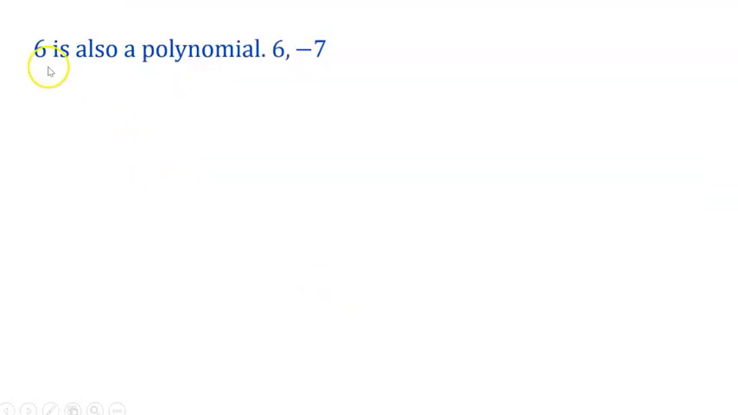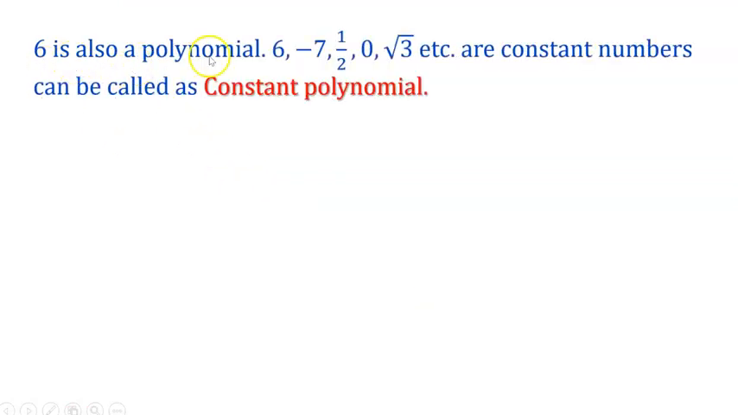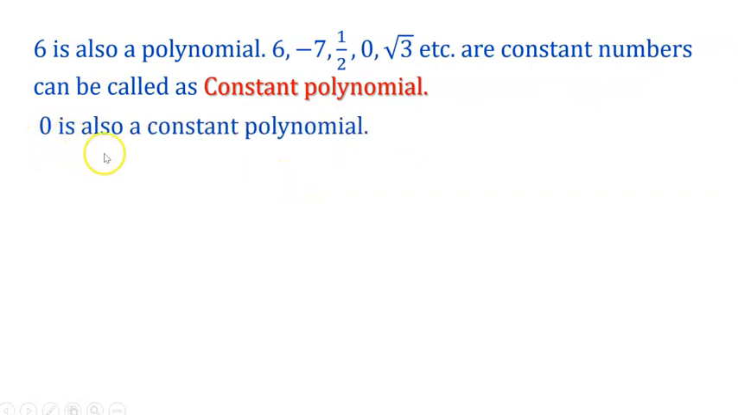Now next, 6 is also a polynomial. 6, minus 7, 1 upon 2, 0, root 3, etc. are constant numbers, and can be called constant polynomials. Next, 0 is also a constant polynomial.